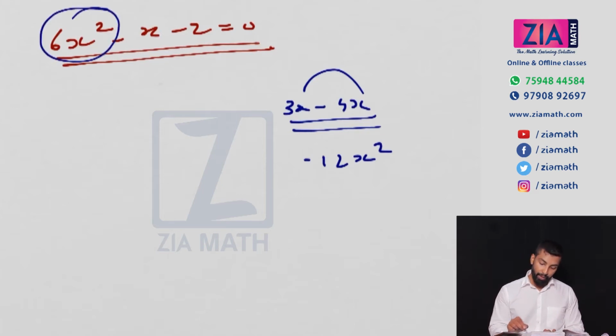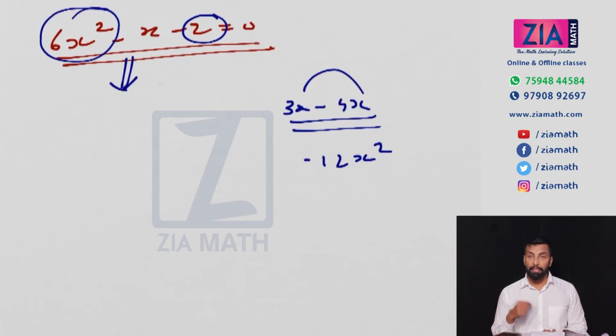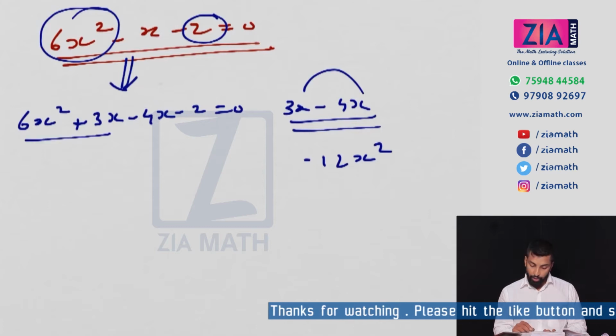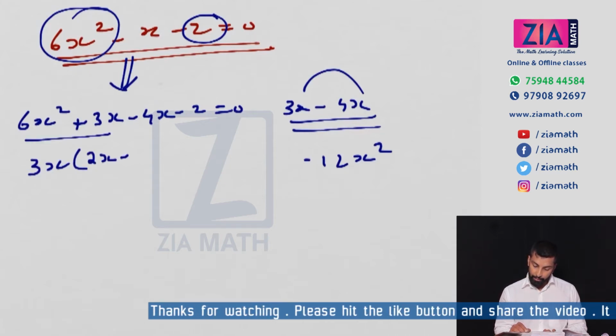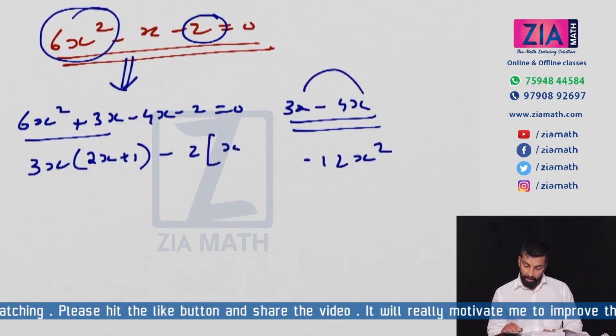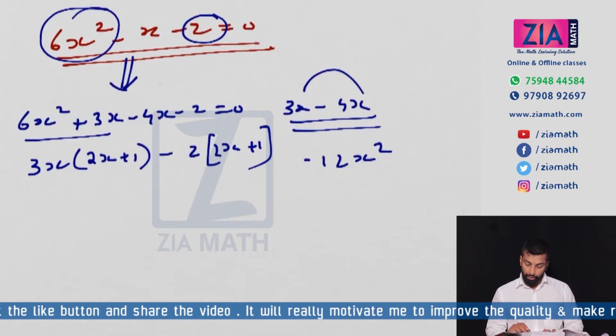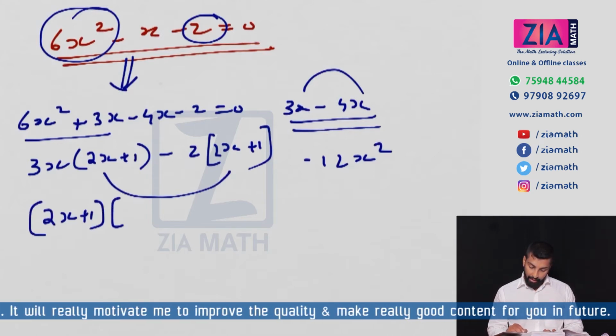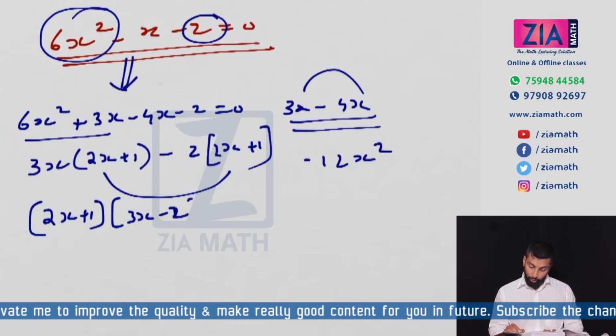That is basically 6x square into the constant part. So you can use 3x and minus 4x. So let's write the given quadratic equation, by splitting the middle term, as 6x square plus 3x minus 4x minus 2 is equal to 0. You can take 3x outside, then 2x plus 1, minus, you take 2 outside, then 2x plus 1. So if you see, 2x plus 1 is common, so you take 2x plus 1 out, then 3x minus 2.